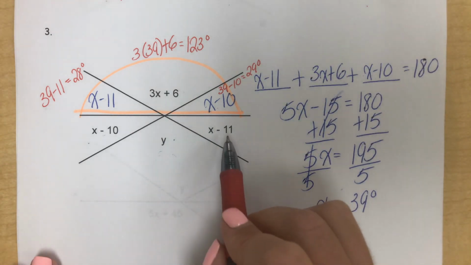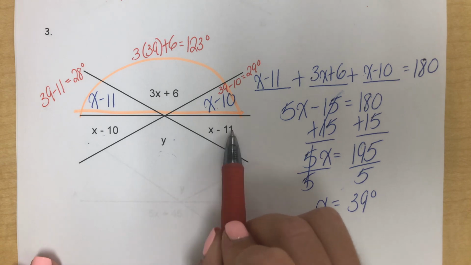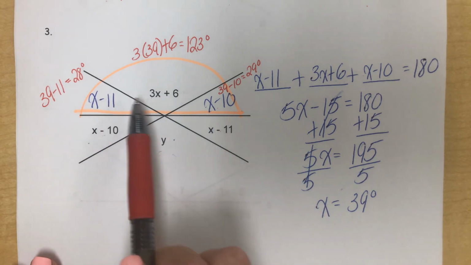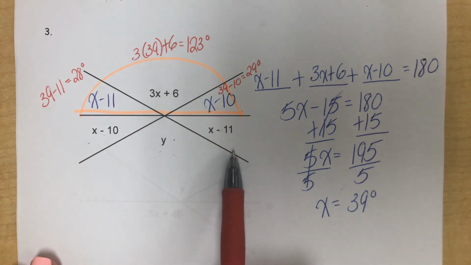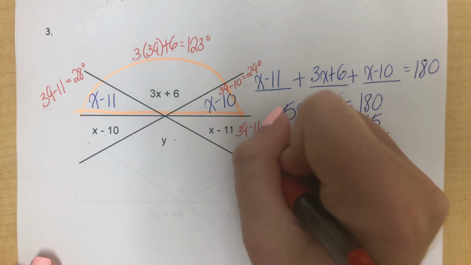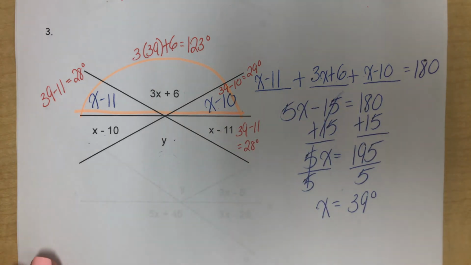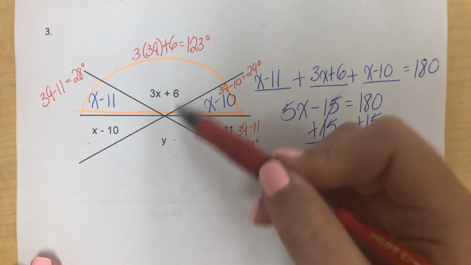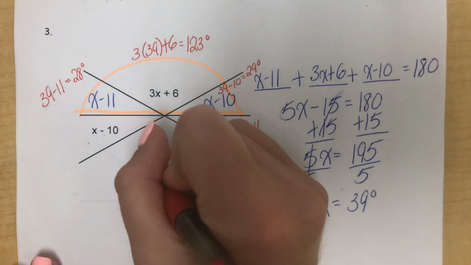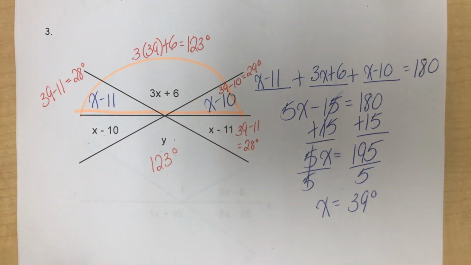All right, and then the same thing here. If this is x minus 11, and so is this, they're vertical angles, they are equal. So if this is 28 degrees, this should be 28 as well. So 39 minus 11, again, I'm getting that 28 degrees. And then these are vertical angles as well. So if this is 123 degrees up top, I know this is 123 degrees down below.